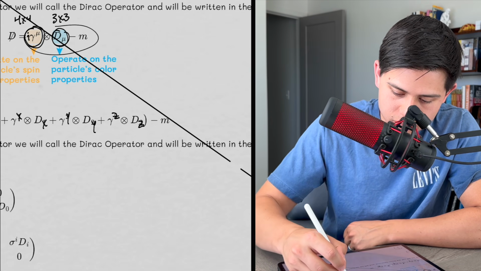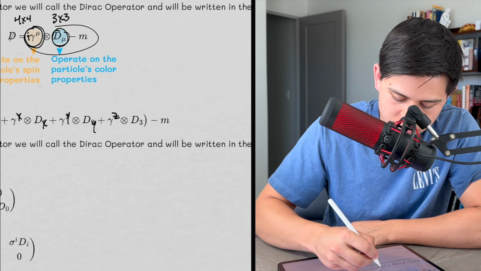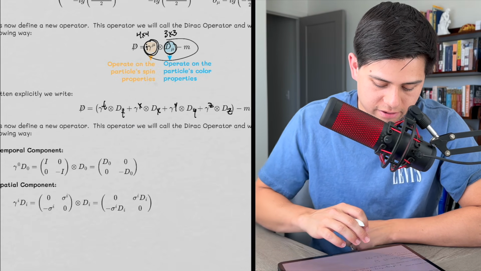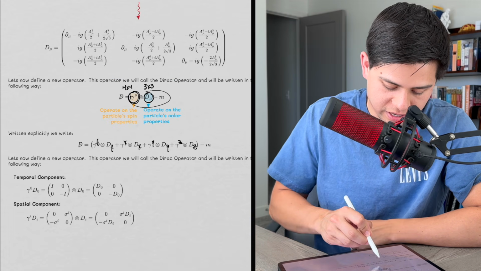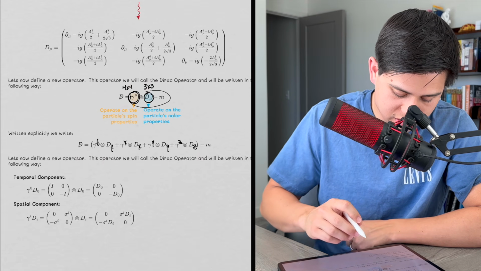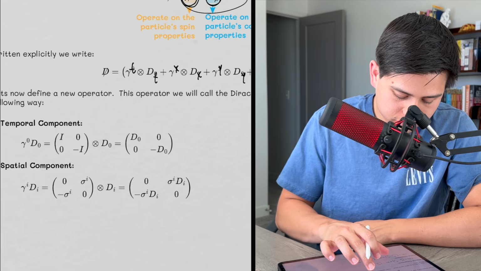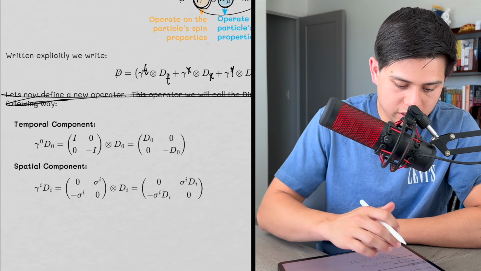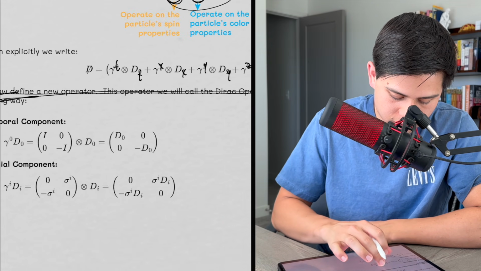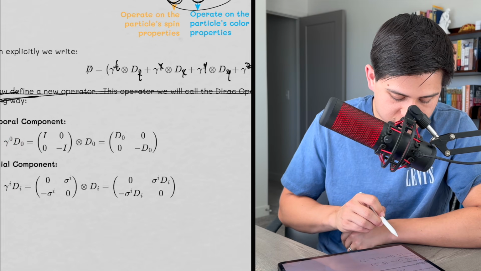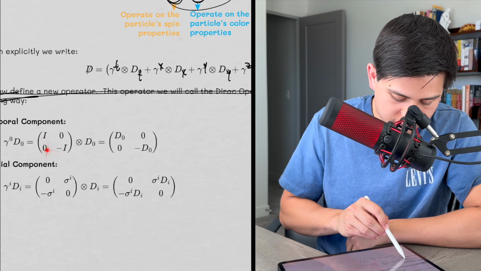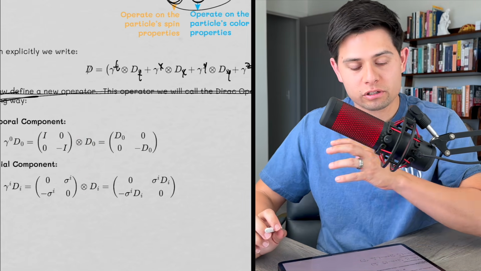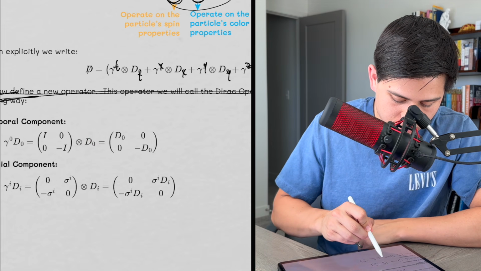But anyways, we have this thing, and that's the same thing as this. The temporal component is this thing right here, and the space components are these guys right here. And so we have these guys and these guys. When we do the tensor product, because this is not a matrix product, this is what that looks like.